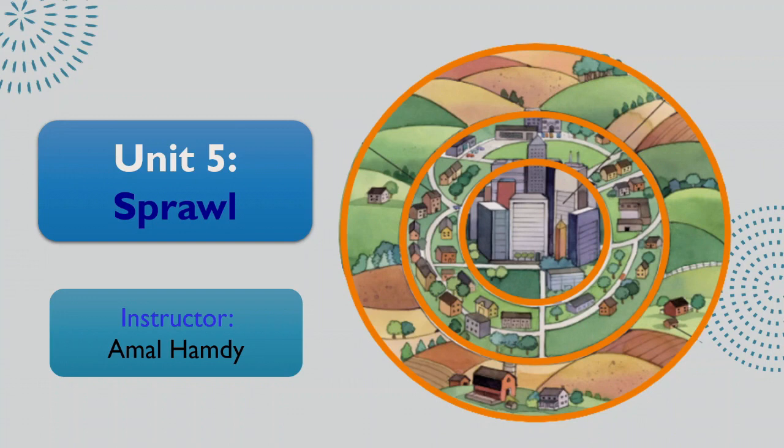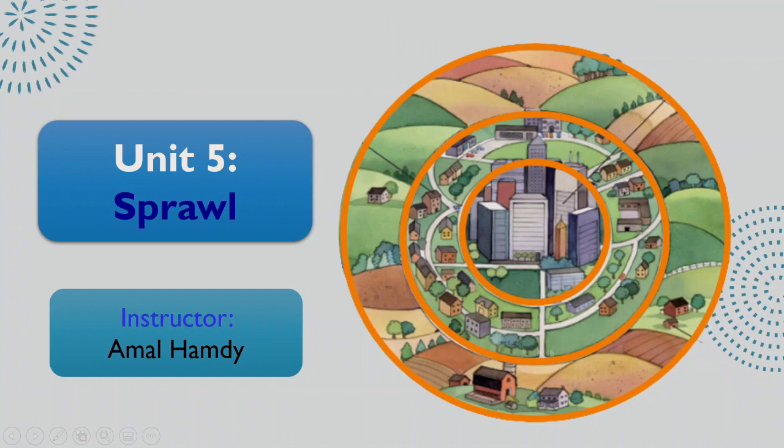What is the meaning of sprawl? Sprawl means the spreading out of something or the expansion of something. We are particularly interested in urban sprawl. As you can see before you in the picture, urban sprawl refers to the expansion of cities and towns, and it's usually an uncontrolled expansion.